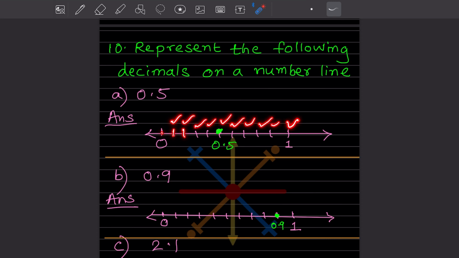So now this 0.5 means it is going to come at the fifth point. 1, 2, 3, 4, 5. So this is the fifth point. So here it will be 0.5. Hope you got it. First we have to, because this is less than 1, just add it from 0 to 1, and then decide the fifth point, and that is 0.5.